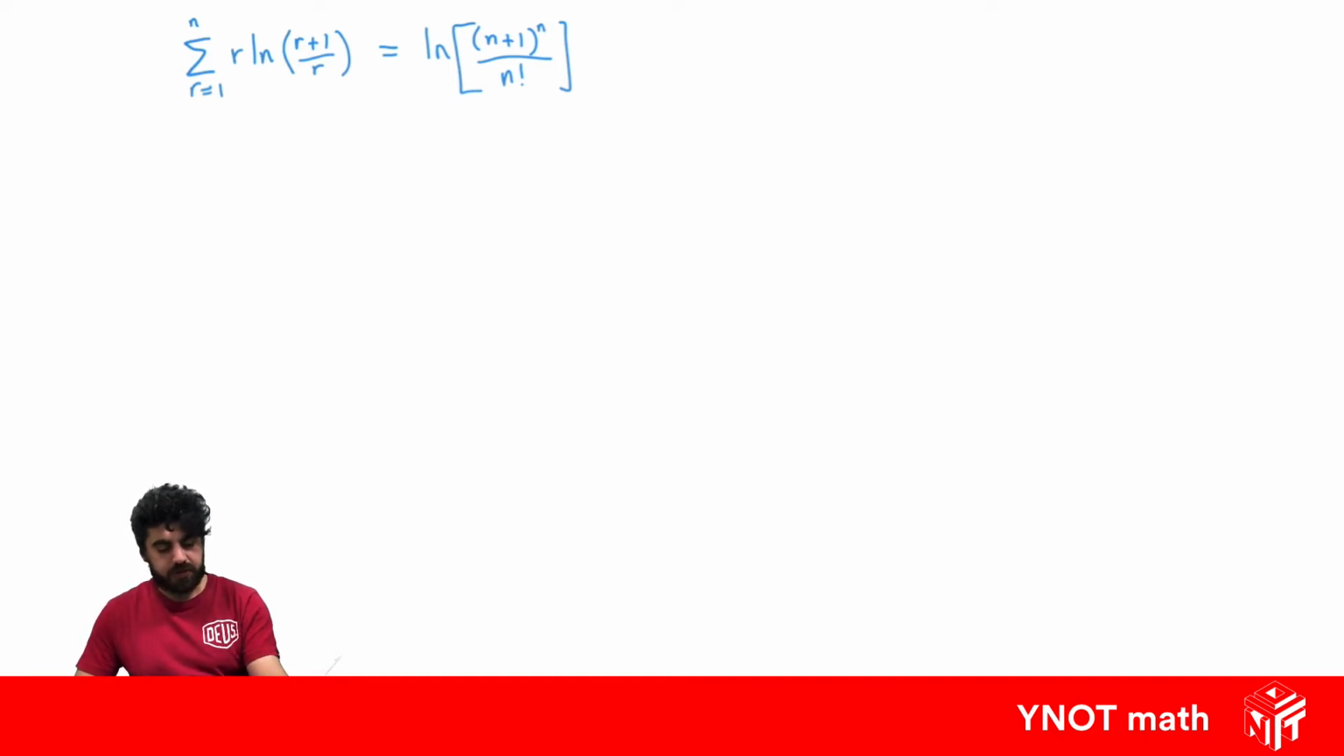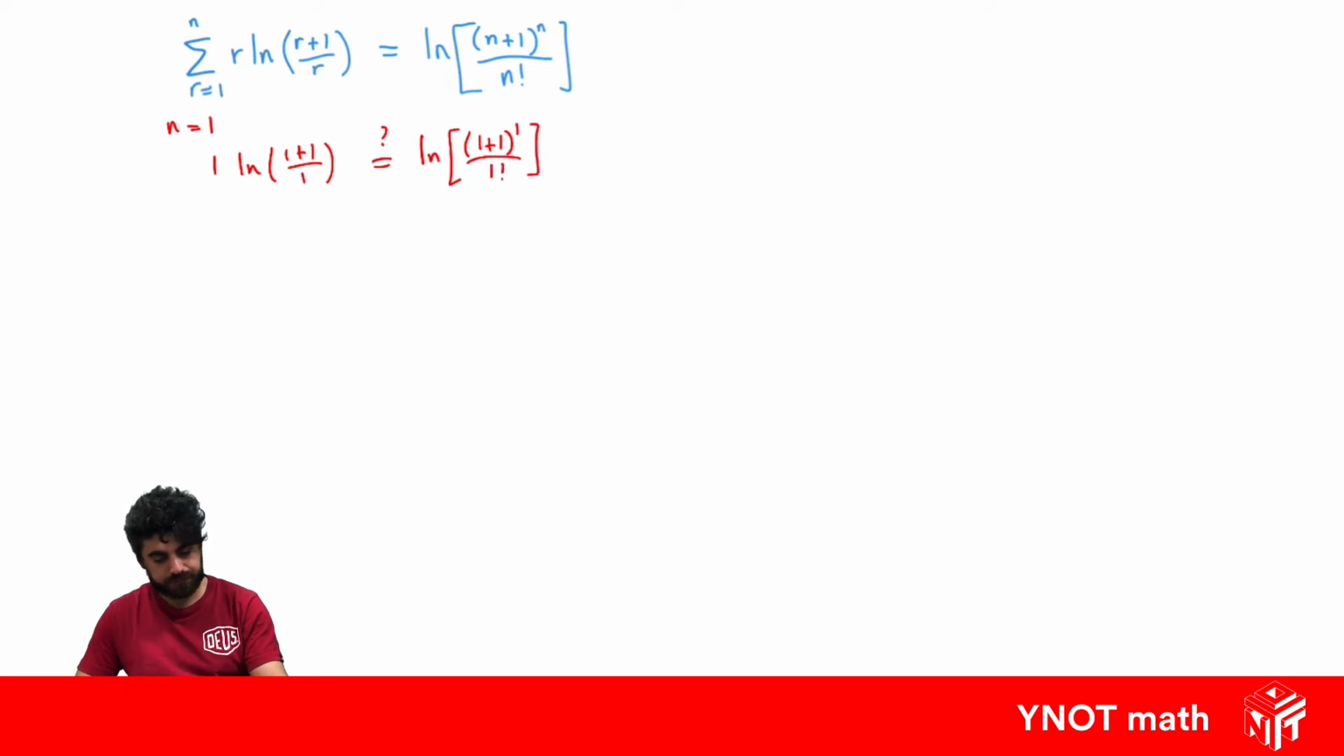So the first thing we need to do when proving with mathematical induction is prove true for the base case. And here the base case is when r equals 1, and we can see from the bottom of the sigma notation. So we're going to prove true for n equals 1. So we're just going to get 1 times the ln of (1 plus 1) over 1. We're going to see if it equals ln of (1 plus 1) to the 1 over 1 factorial.